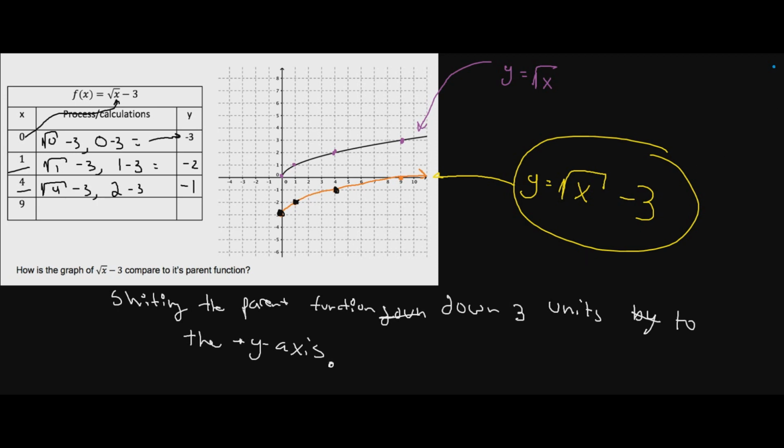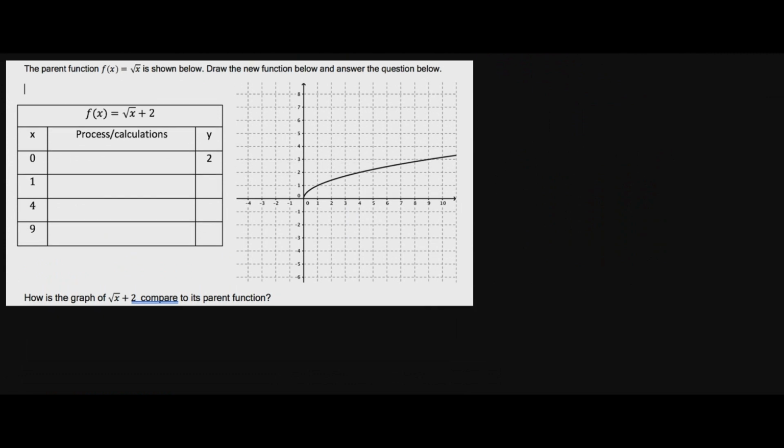So let's take a look up here. If you were given the square root of x plus 2, what are you doing to the y values, right? So try to see if you can make sense of this. What are we doing to our y values from our parent function? Well, we're adding 2. So take these points here that we see, square root of 1 is 1, 4, 9, and shift them up 2.